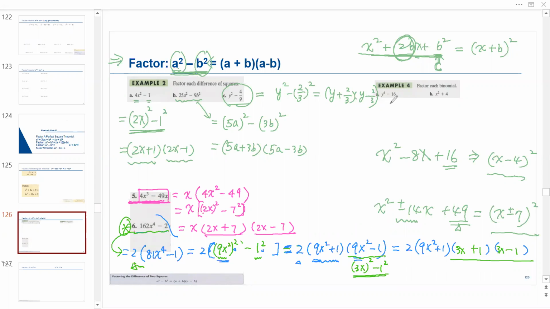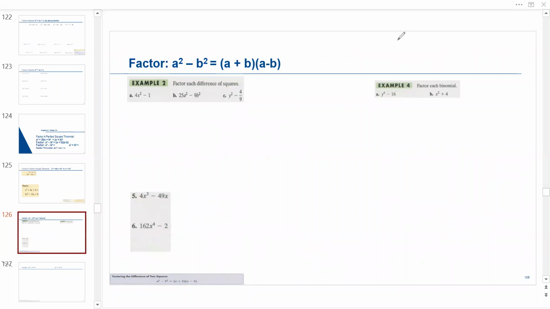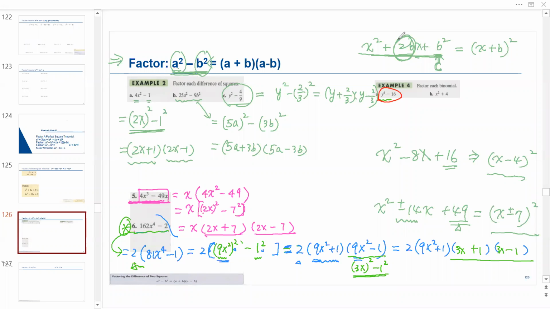All right, take your homework out, your notebook out. Can you guys factor this one? Let me circle it here. Factor this one: y to the power 4 minus 16. Take your notebook out and write the answer right here on the screen.